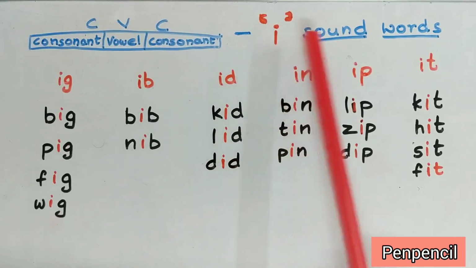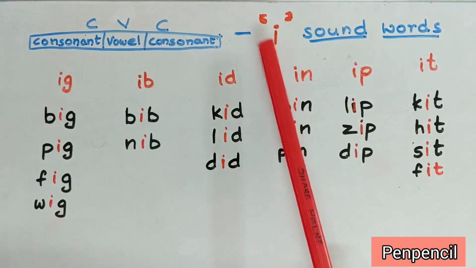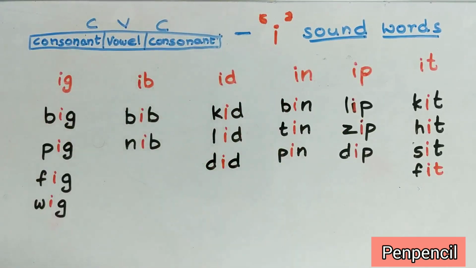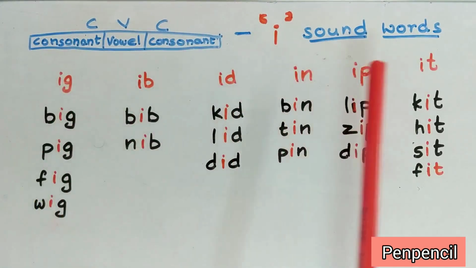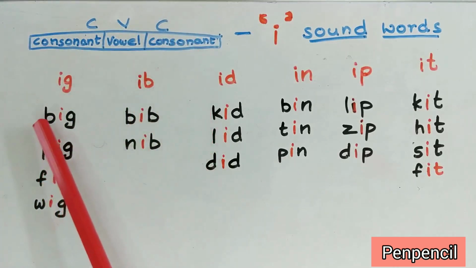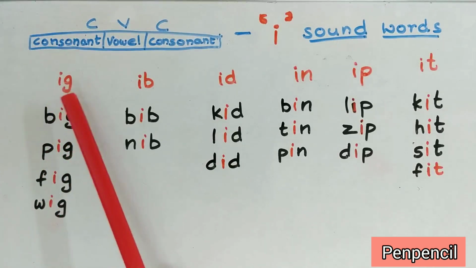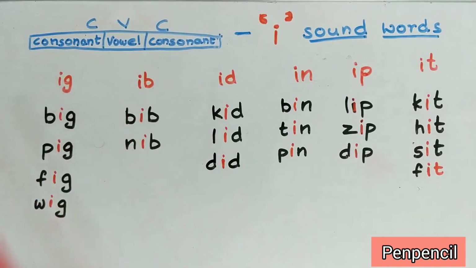Let us learn I sound words today. What is the vowel sound, phonic sound of I? E. Here we are having CVC words: consonant, vowel, consonant. Wherever you see an I sound word, you have to pronounce it as E.